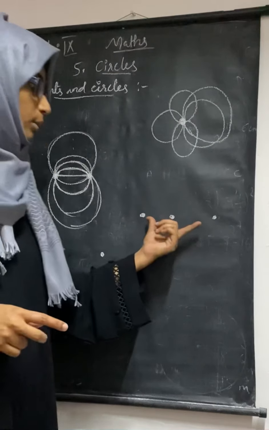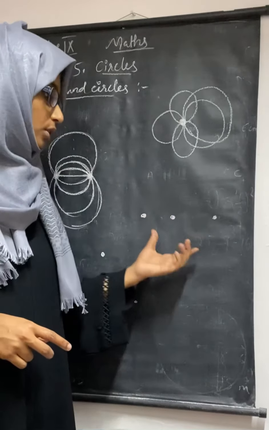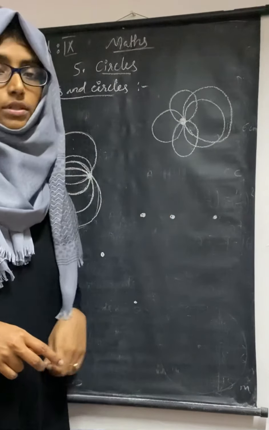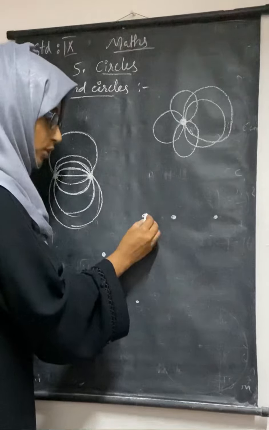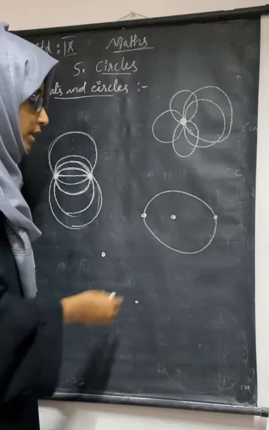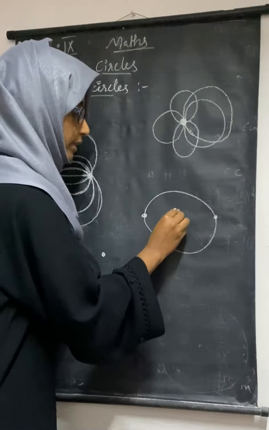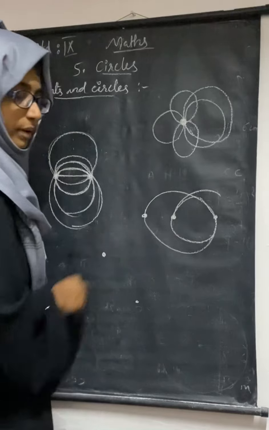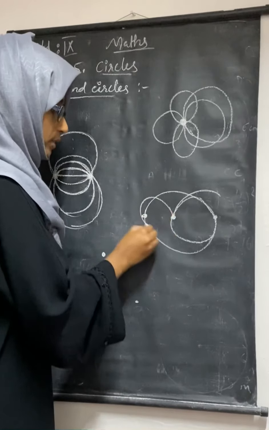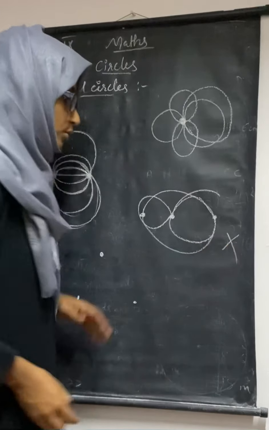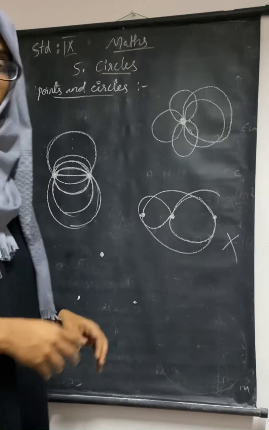Now I'm asking, what about 3 points? Can you draw a circle that passes through all these 3 points? It is not possible, because if I draw a circle like this, one point will be out. And if I choose like this, it can come like this, but this point will be out. I can choose like this also, but we can't draw it. Using these 3 points, we cannot draw a circle.